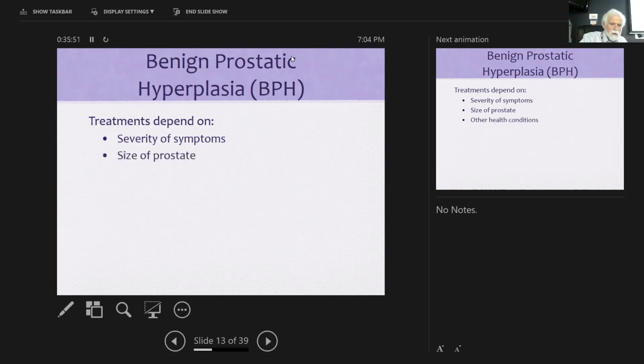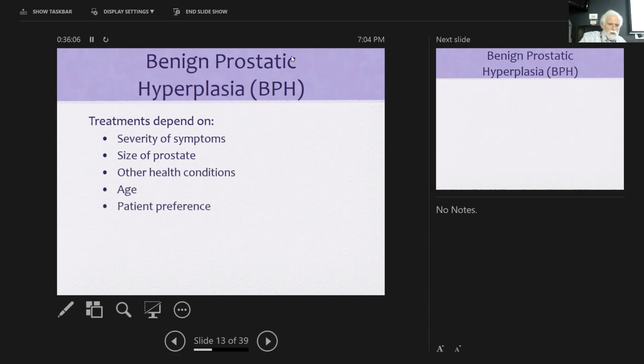for the man, and that really revolves around the size, because the size dictates just how much pressure it's putting on the urethra, and maybe other health conditions. Age. There are some treatments that are not suitable for patients of certain ages, and patient preference.